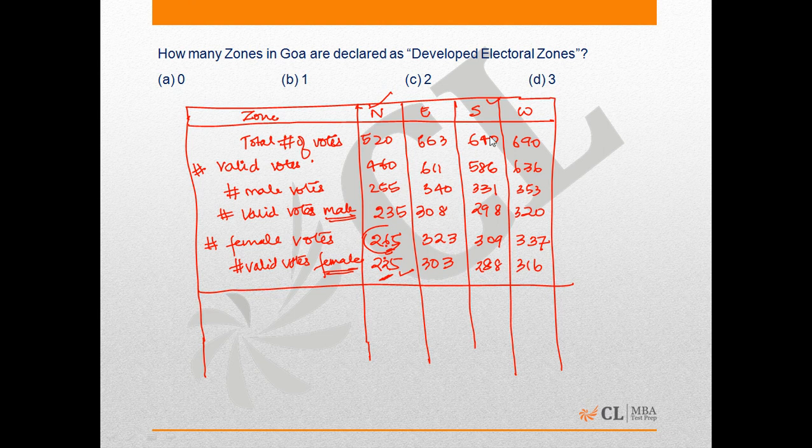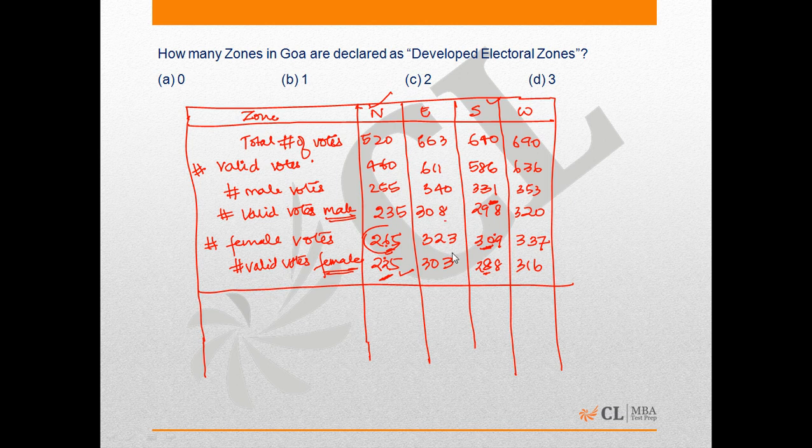If you look at the South Zone, the number of votes polled by female voters is less than the number of votes polled by male voters. This difference is that of 21. And this is more than 5%, because 10% is 30, 5% is 15, and the difference right now is that of 21. So this is more than 5%.